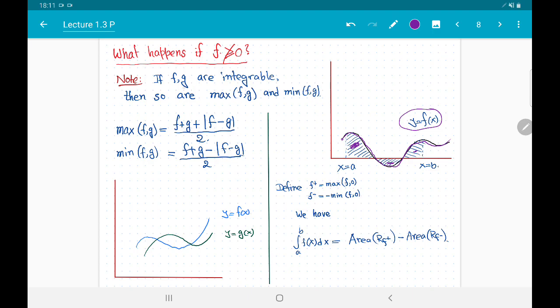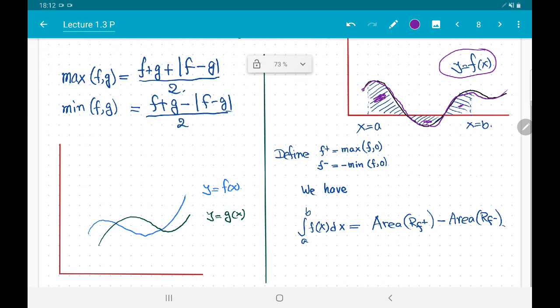So suppose that f and g are two integrable functions. We claim that then so are the functions, the first one being the maximum of f and g, and the second one the minimum of f and g. How are the functions max(f,g) and min(f,g) defined? Algebraically, max is defined to be (f plus g plus modulus of f minus g) divided by 2, and the min is defined as (f plus g minus modulus of f minus g) divided by 2.